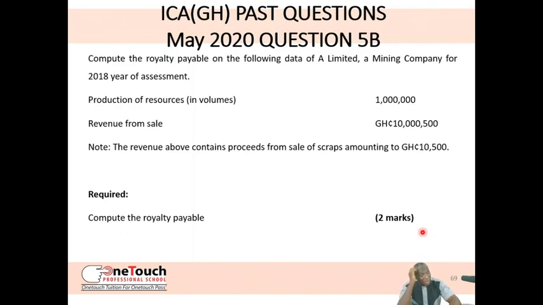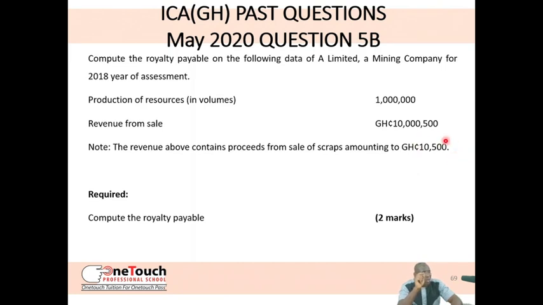Now, the only trick in this question is that we said that royalty, first of all, before you can do the royalty, you have to quote the formula. Royalty payable is equal to the rate of royalty times the value of mineral, or the turnover, or the revenue. Now look at this. Revenue from sale is 10,500,000 Ghana. Now look at this. Note, the revenue above contains proceeds from the sale of scraps. This is not from the sale of minerals.